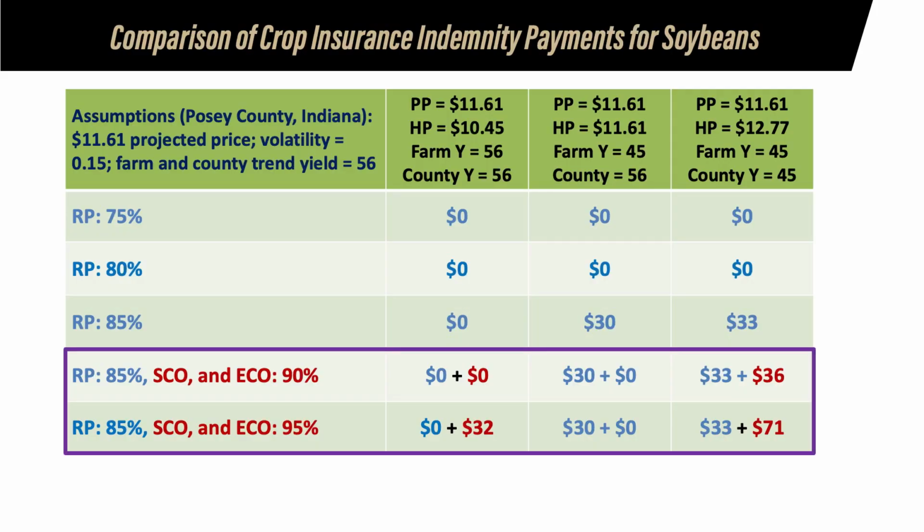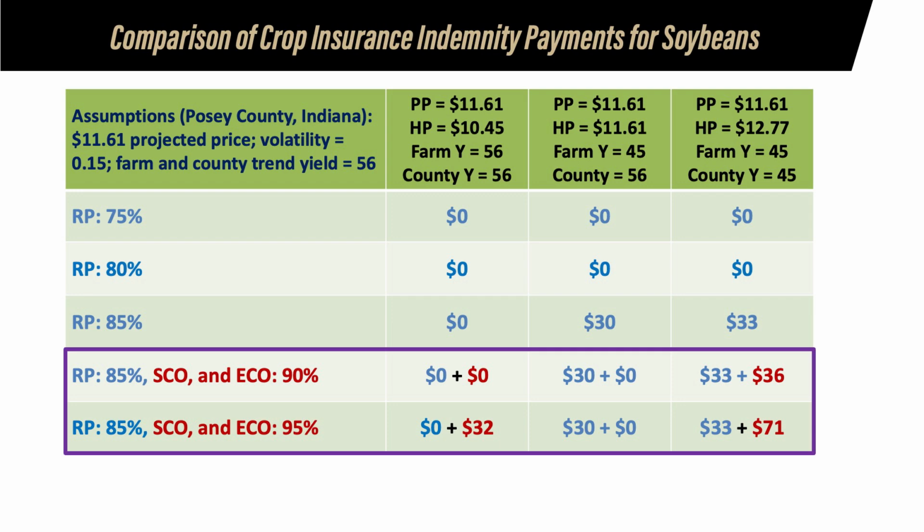So we did some scenarios again, looking at a drop in price, a different farm yield compared to county yield, and an increase in price, and keeping the farm yield and the county yield the same. Let me just summarize this real briefly. If you're looking at a drop in price and your farm yield is the same as the county yield, that ECO product is going to kick in. In fact, that ECO set at 95%.